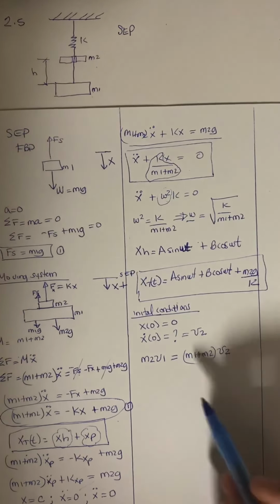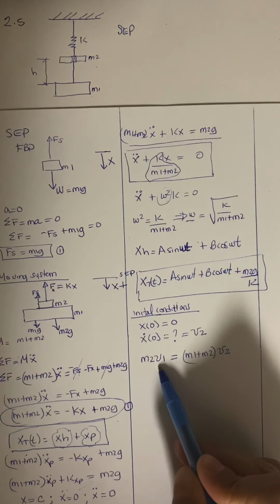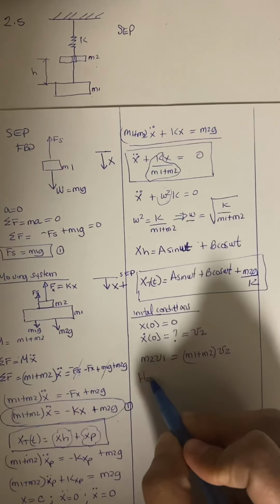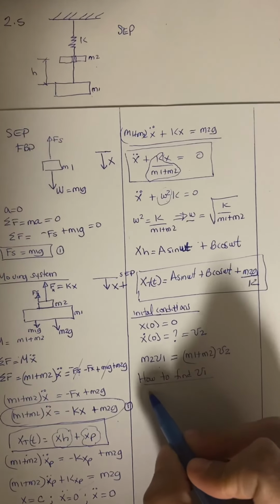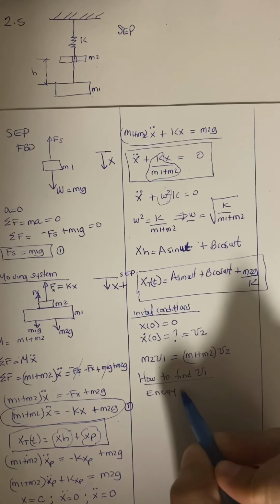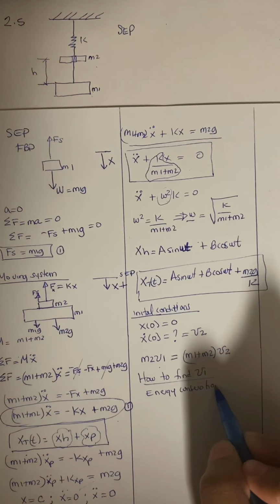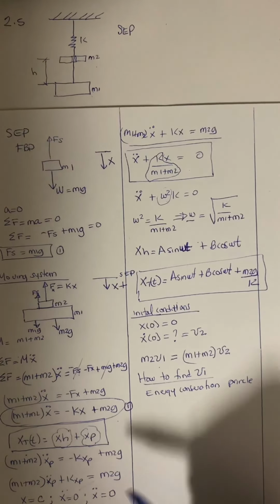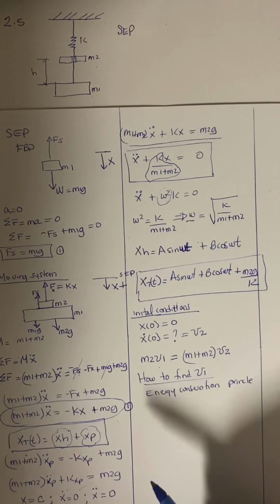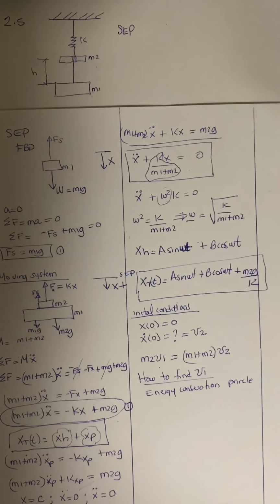But to get that velocity, we need to find v1. So how to find v1? To find v1, we can apply the energy conservation principle. That indicates that energy cannot be created or destroyed. So it means that mass 2 has an original energy before it was dropped, and that's potential energy. When mass 2 was dropped, that energy was converted into kinetic energy.